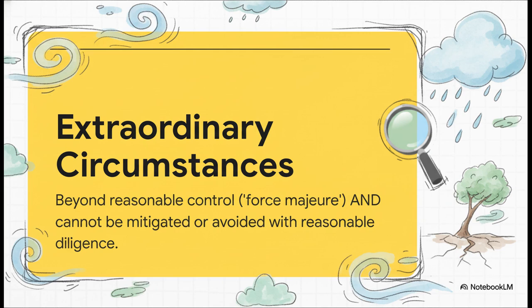Well, the official definition has two really critical parts. First, the situation has to be completely beyond your control. Think force majeure or an act of God. But that's not enough. Second, you also have to prove that there was no way you could have avoided it, even with reasonable planning. So it's not just that something bad happened, it has to be both uncontrollable and unavoidable.